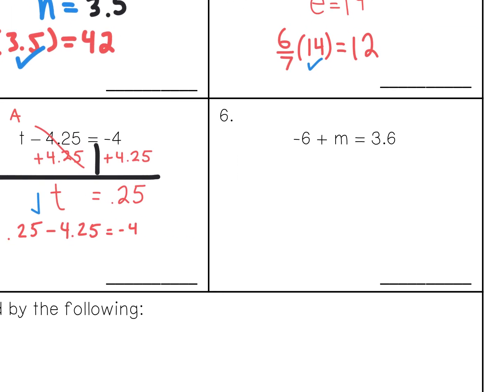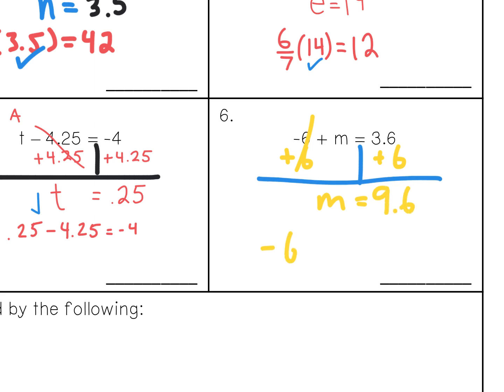On this problem, we once again do the T, but the M and the 6 are in different places than our previous problems, but that's okay. The 6 is what kind of 6? Negative 6, so I have to add 6 to get rid of that, right? Okay, those go away. What's left? M equals what's 3.6 plus 6? 9.6.